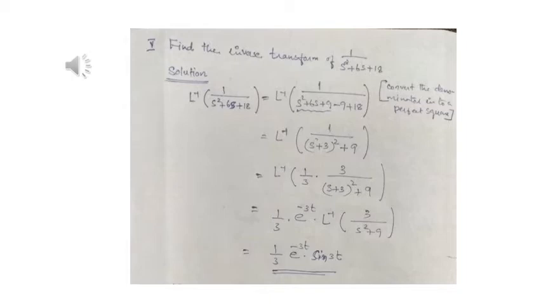Okay, so L inverse of 1 by S square plus 6s plus 9, then minus 9 plus 18. So this minus 9 plus 18 gives plus 9 here. Okay, so that is L inverse of 1 by (S plus 3) the whole square plus 9.